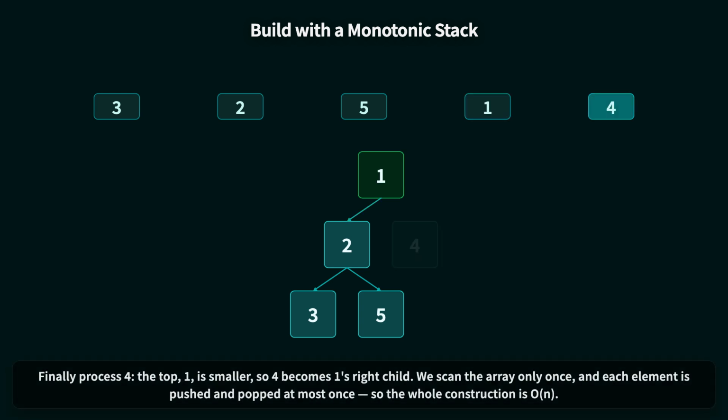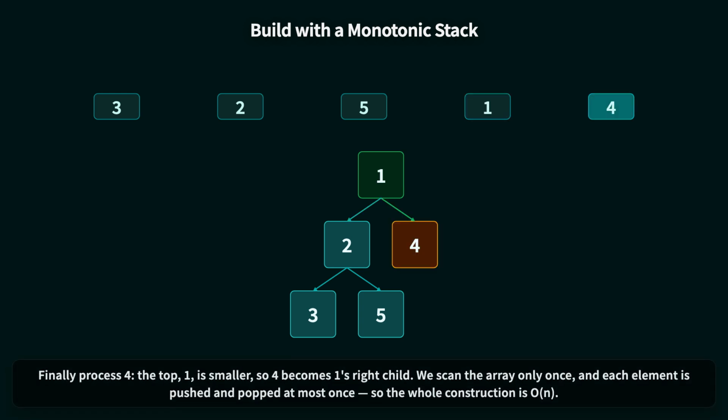Finally, process 4. The top, 1, is smaller, so 4 becomes 1's right child. We scan the array only once, and each element is pushed and popped at most once, so the whole construction is O(n).